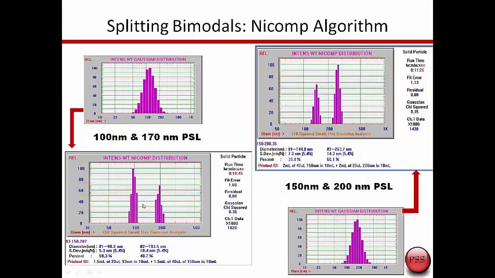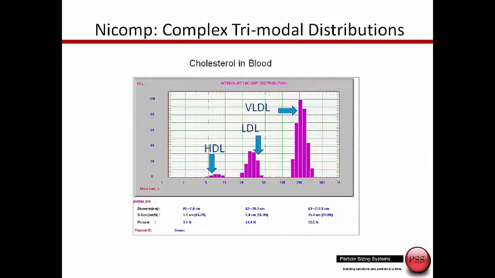Only the Nicomp system has this kind of resolution to be able to split peaks that are this close to each other. The example on the right is showing similar results for samples that are at 150 and 200 nanometers. Down to the lower right, you see if we used a Gaussian distribution, it would merge it into a single peak, but when we applied the Nicomp algorithm, we split it into the two peaks at 150 and 200 nanometers. So this kind of resolution is unique to the Nicomp and is one of the reasons people prefer to use this when measuring complex samples.